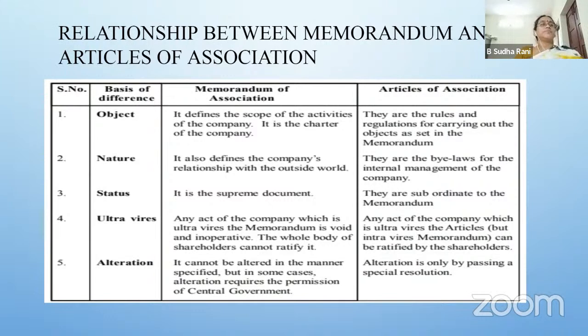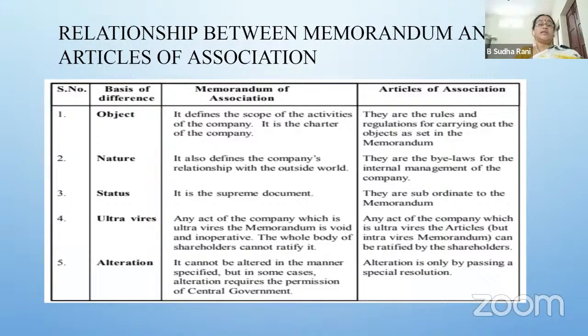The memorandum tells about the relationship of the company with outsiders, and the articles tell about the bylaws and the rules and regulations that will be observed by the internal staff. The status: supreme document and secondary document. Then, ultra vires.